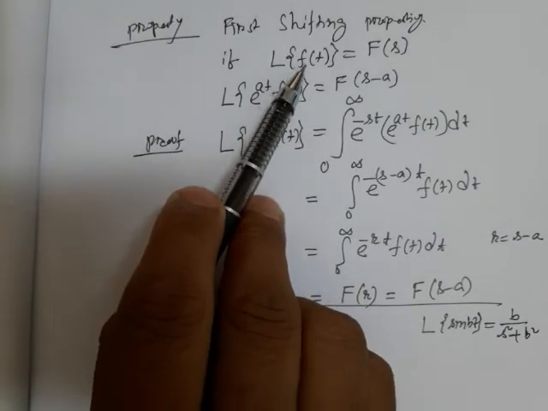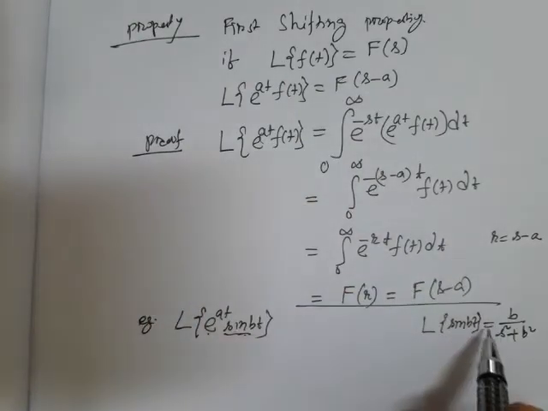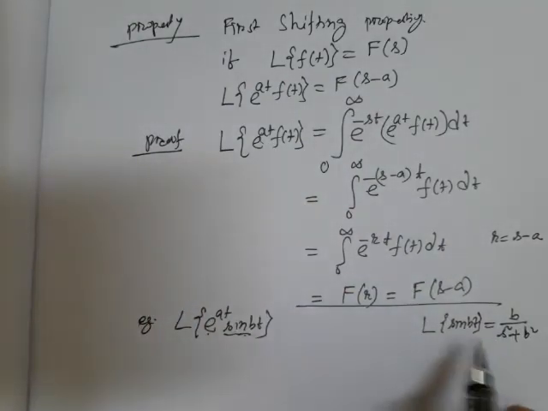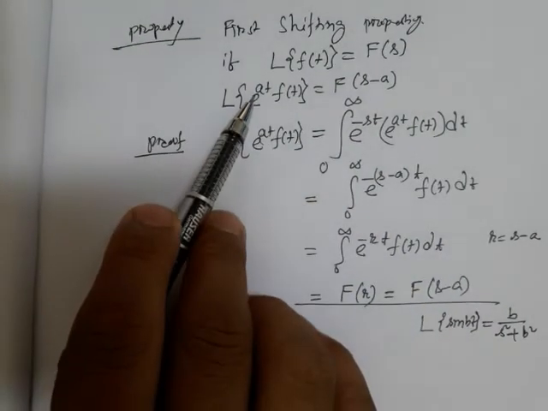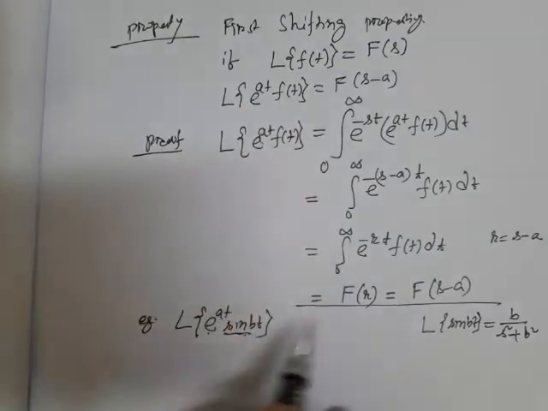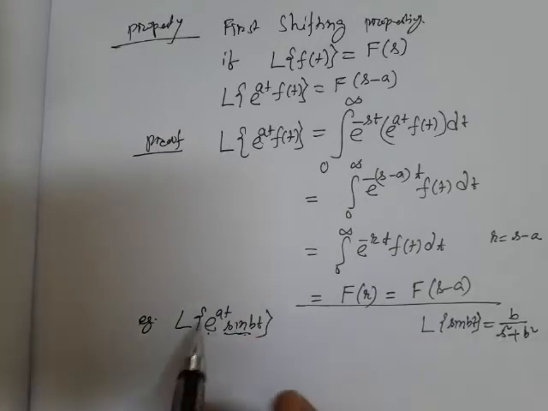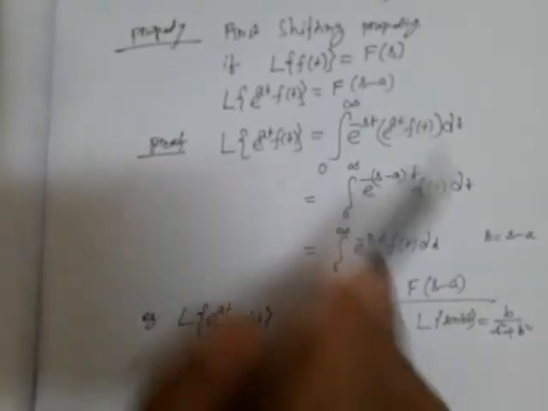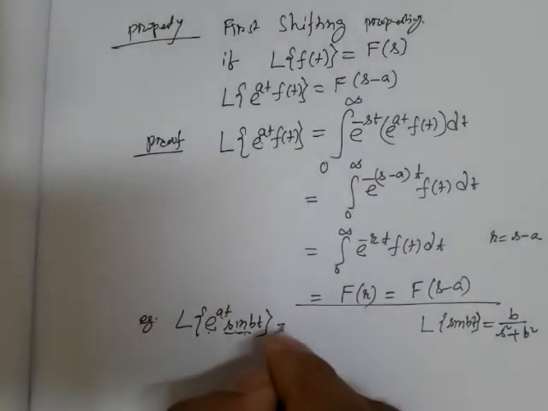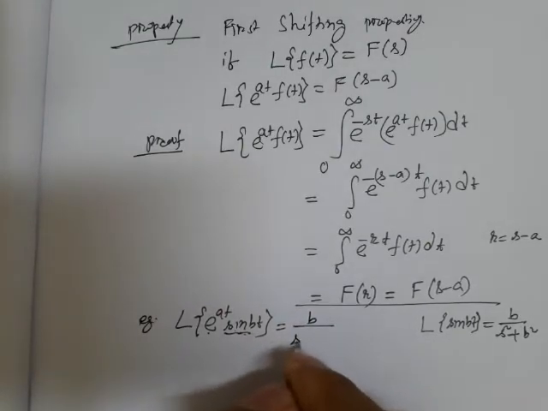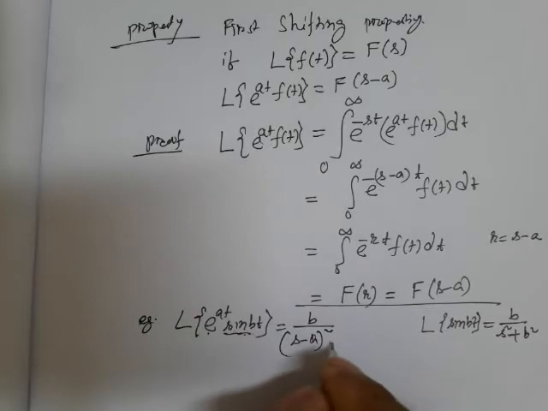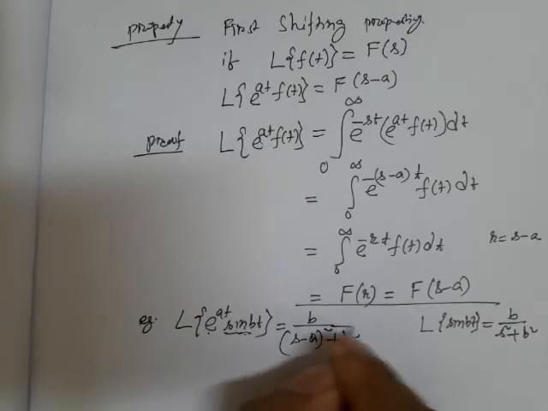Now see, L{f(t)} equals F(s). So this is F(s). Here e^(at) is multiplied by f(t), so all s in the right hand side will be replaced by s minus a. So here what will this be? b by (s minus a) whole square plus b square.